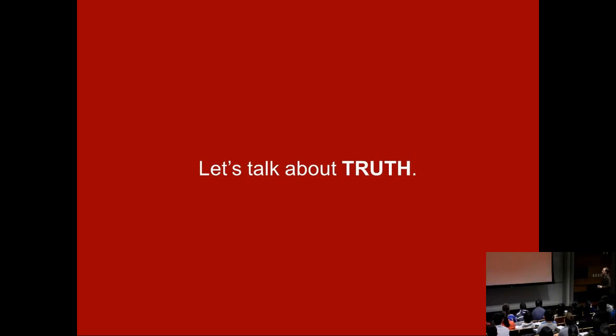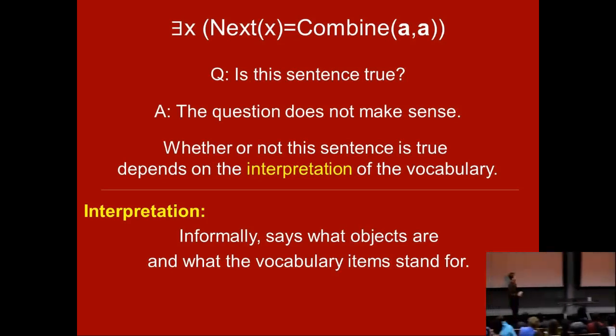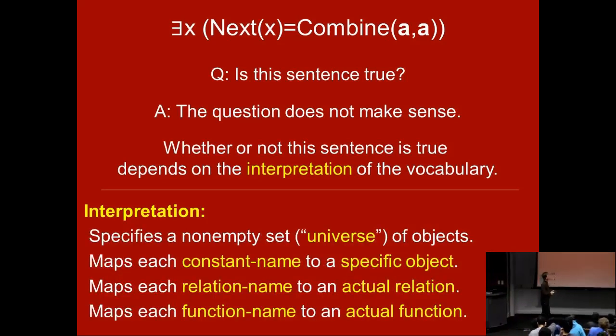Now that we know what the syntactically legal objects are, we're going to start talking about truth. You're going to see in the next few slides a rhyme with the slides from Thursday. It follows the same development as propositional logic. So let's take a sentence written in this vocabulary: there exists an x such that next of x, this is a function, equals combine of a and a. This is a function applied to the same constant twice.